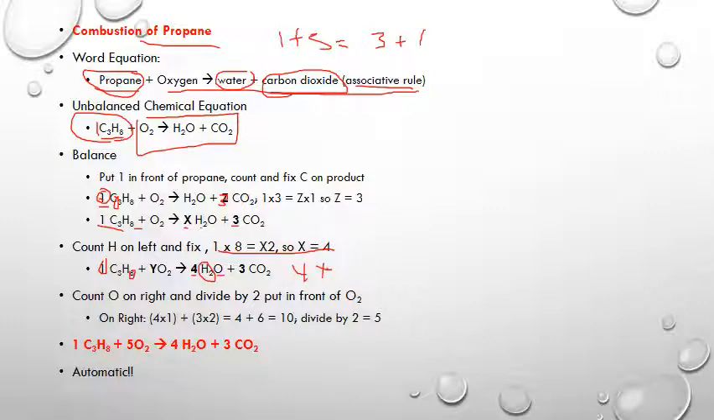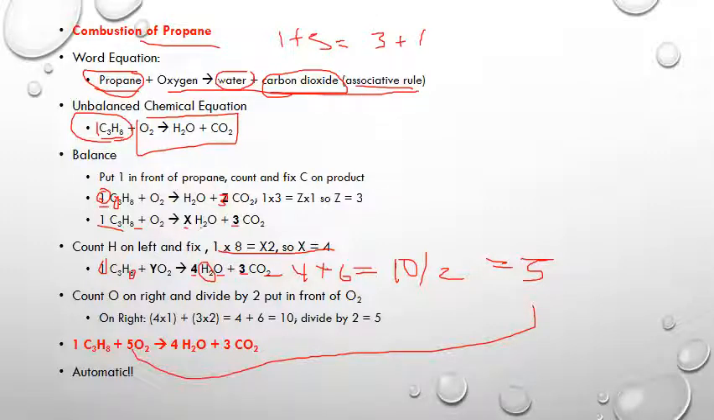And then 3 times 2 is 6. So there's 10 on the product side. Divide by 2 equals 5. And put that number from the O2, and it's automatic. Bingo. Okay.